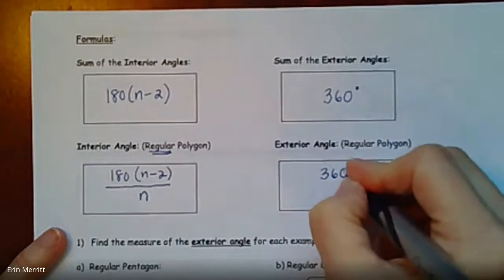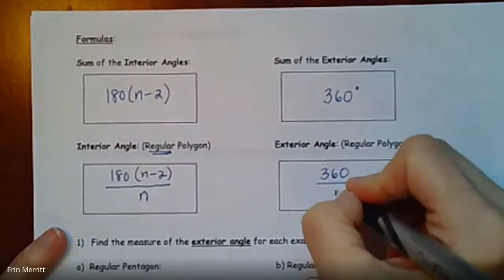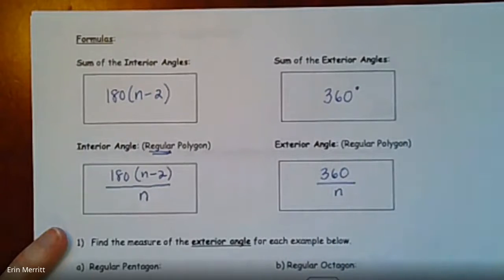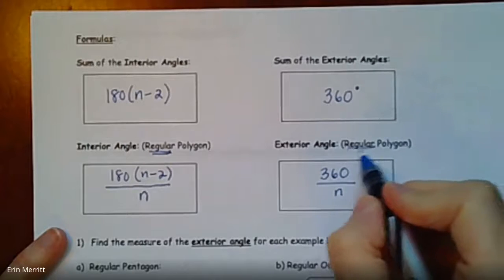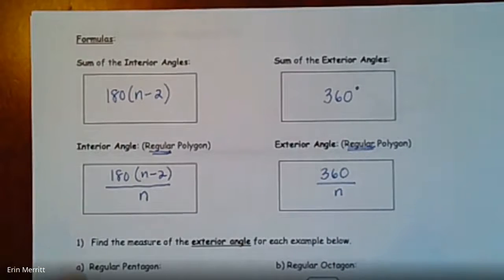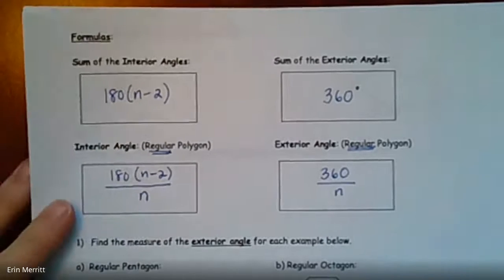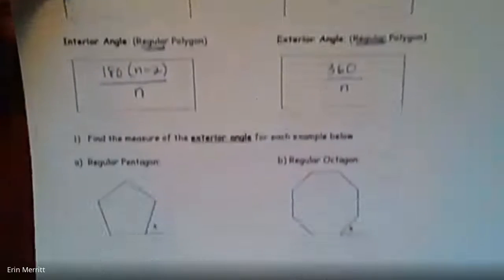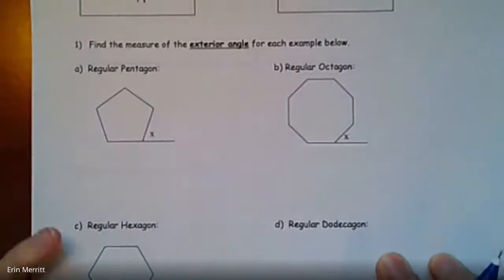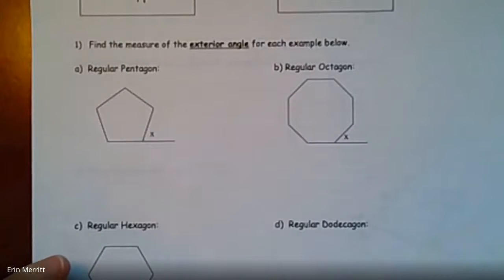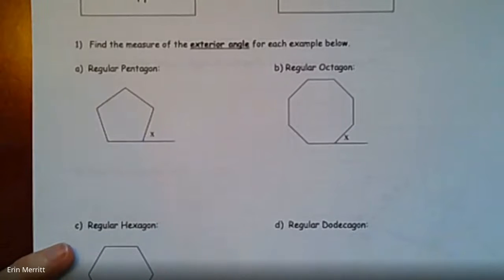If it's 360 total, you would just divide it by the number of angles there are to get one exterior angle, if it's, again, a regular polygon. All right, let's put this to use. So you got some practice questions down here. I'll do some with you and I'll let you practice some of them. So the first one, find the measure of the exterior angle for each.